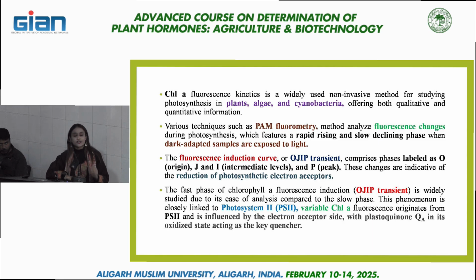The fluorescence induction curve, or we can say OJIP transient, plays a very important role in measuring chlorophyll fluorescence. It comprises the levels O, which we can say is origin, J and I, which are the intermediate levels, and then P, which is peak. These changes are indicative of the reduction of photosynthetic electron acceptors. The fast phase of this chlorophyll A fluorescence induction, or OJIP transient, is widely studied due to ease of analysis compared to the slow phase.